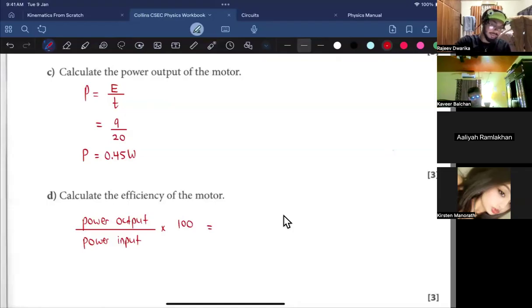So Aliyah, what was the power input and what was the power output? The power output was 0.45, right? And that was over a power input of 2.4, multiplied by 100. How efficient was the motor? Multiply that for me: 0.45 over 2.4. Do you think the motor was efficient?